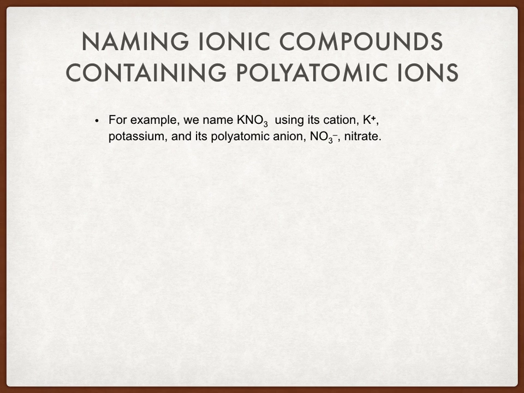ionic compounds. For example, we have KNO3. So what you want to do with KNO3 when you start to analyze it, you should know, after a little bit of studying, you should be able to recognize that NO3 is a polyatomic anion.